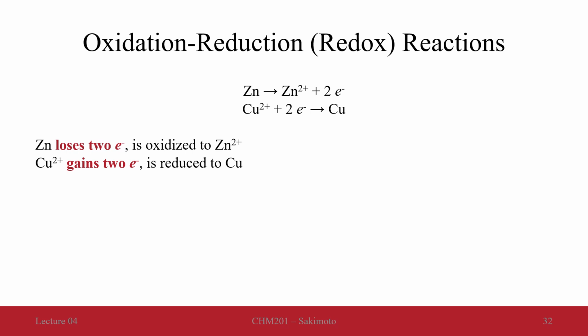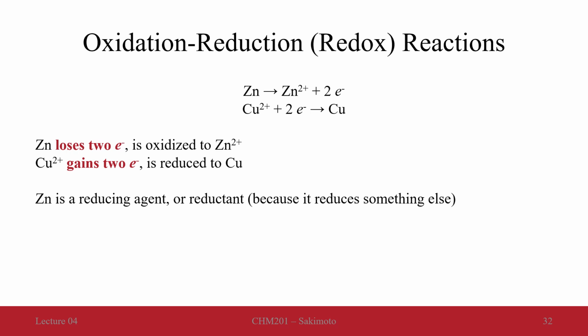A helpful way to intuit and understand the naming is that reduced refers to reducing the 2 plus charge to 0. By adding electrons, we lower the ionic charge from 2 plus to 0. Because these always appear in tandem, every time something is reduced, something else is oxidized. Every time something is oxidized, something else is reduced.